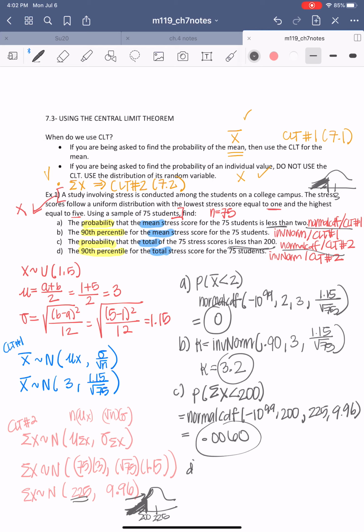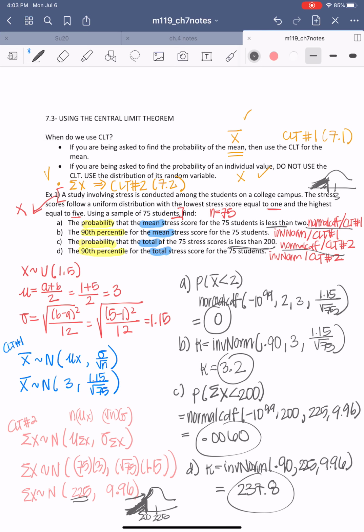Last one, part D. We have a percentile K, so inverse norm, given as 0.90. Again, I will be using 225 because it's a total, and 9.96. Got my final answer as 237.8. Okay.